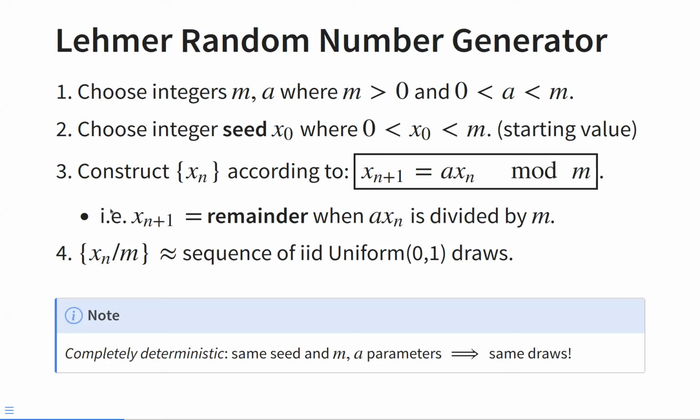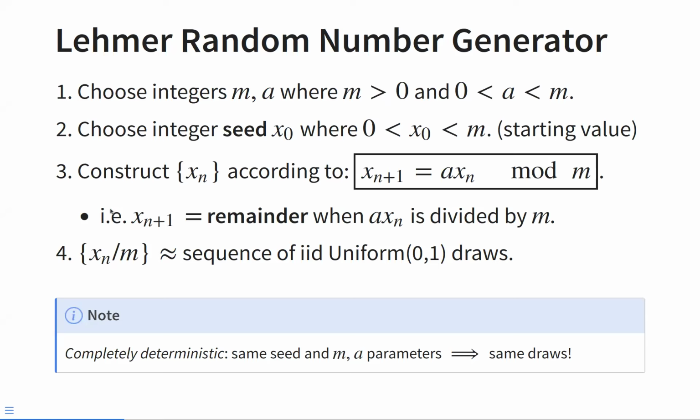Okay, so here's a very simple pseudo-random number generator. This is how it works. Step 1, choose integers m and a, where m is strictly positive, and a is also strictly positive and less than m. Again, both of these are integers. After choosing the two parameters m and a, you're going to choose another value called the seed. I'll call that x0. The seed is going to be the starting value for our pseudo-random number generator. And the seed needs to be positive and less than m.